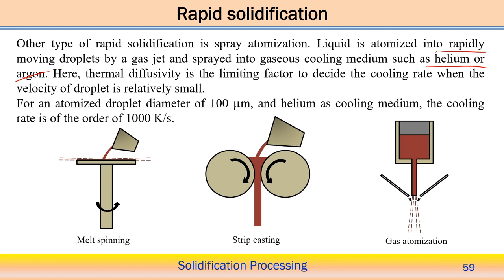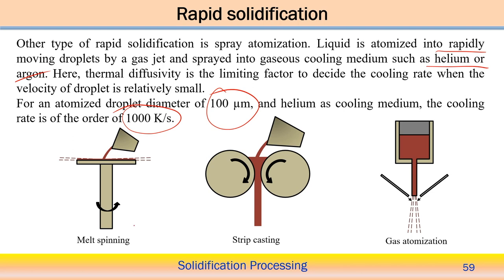Now for example, for an atomized droplet of diameter 100 micrometer, with helium as the cooling medium, the cooling rate achieved is of the order of 1000 Kelvin per second. So in this case we achieve a cooling rate of 1000 Kelvin per second, but it is limited, as already explained, by the thermal diffusivity of the material, which decides the maximum cooling rate that can be achieved in the gas atomization process.